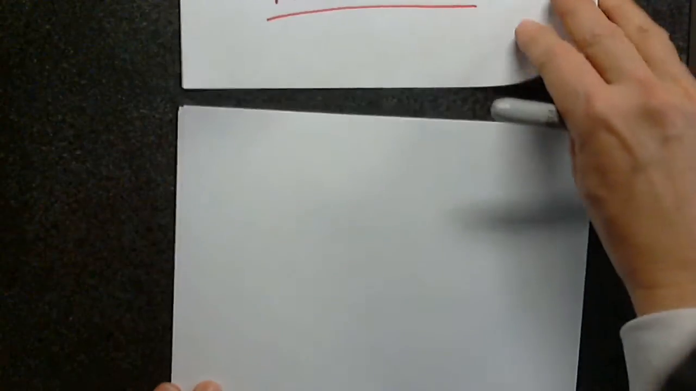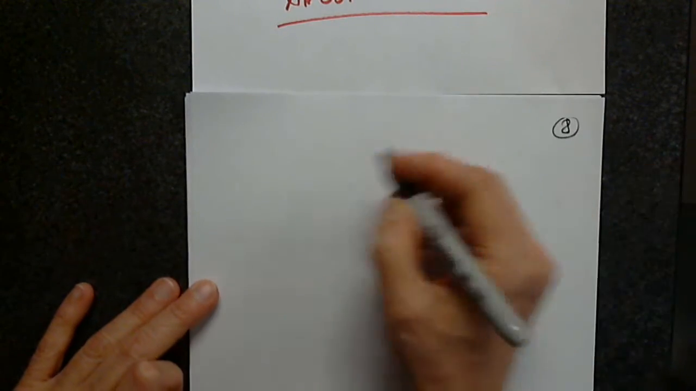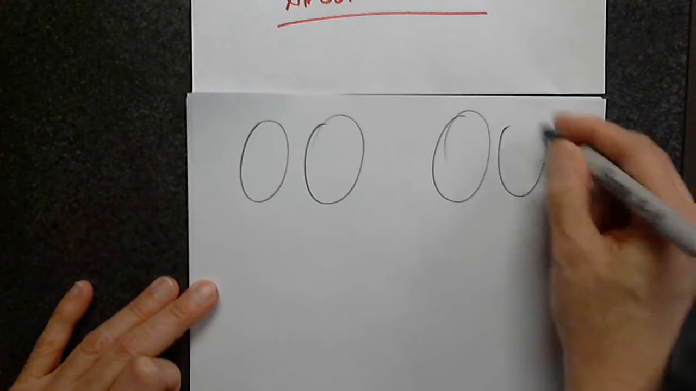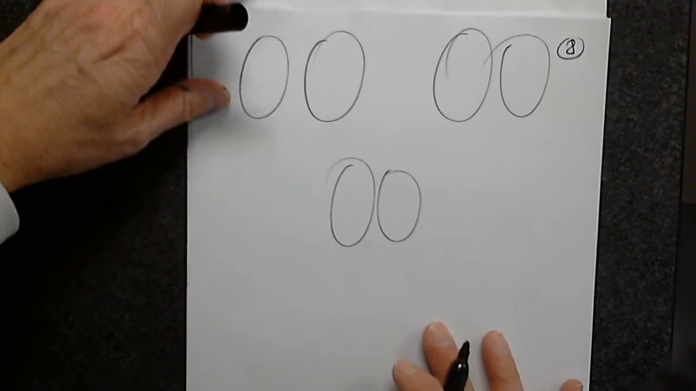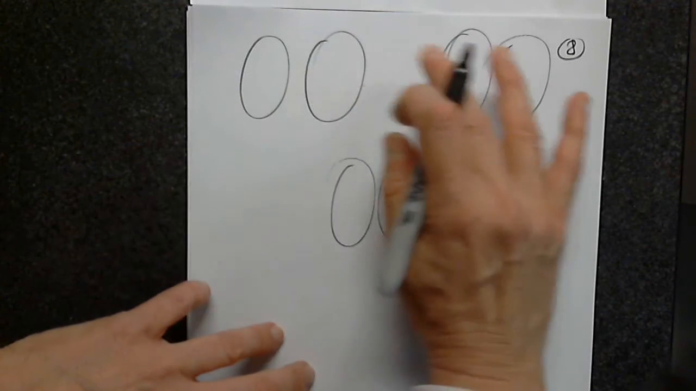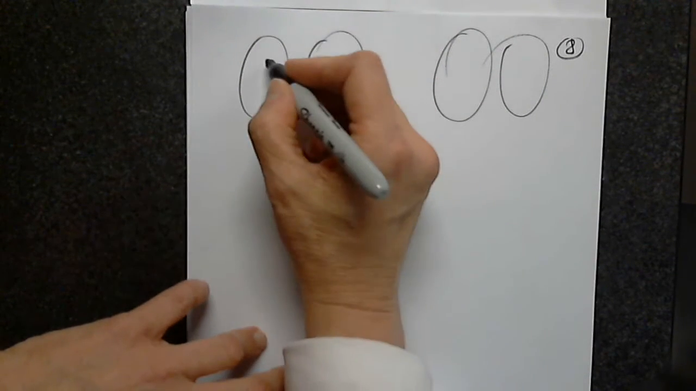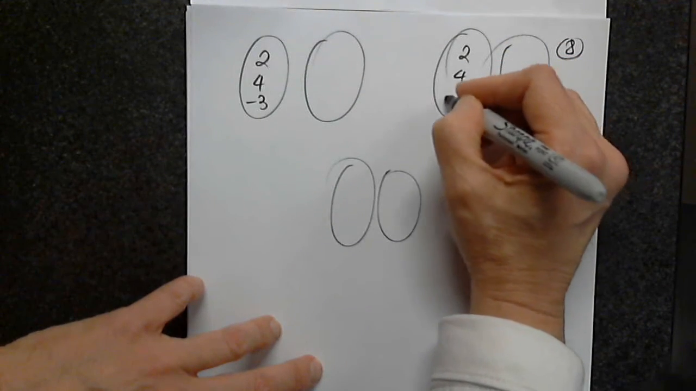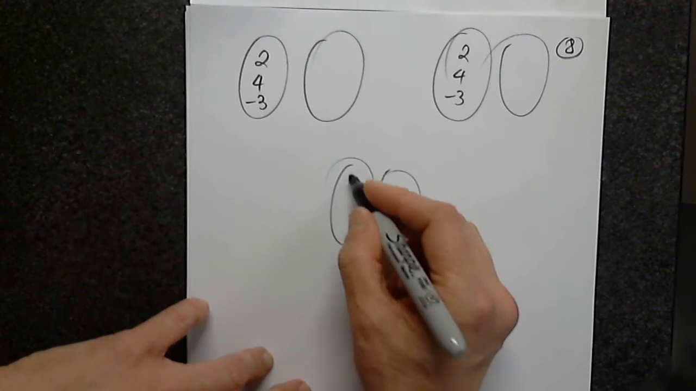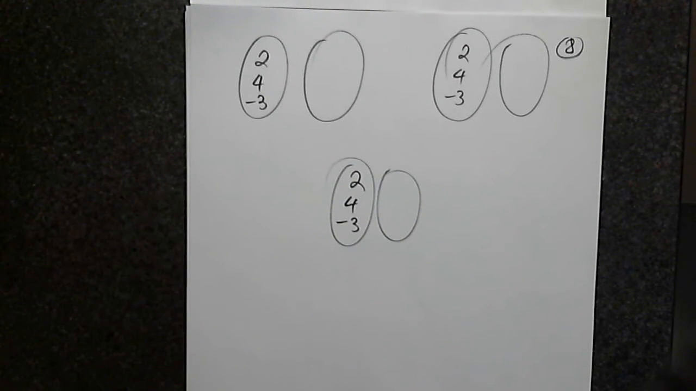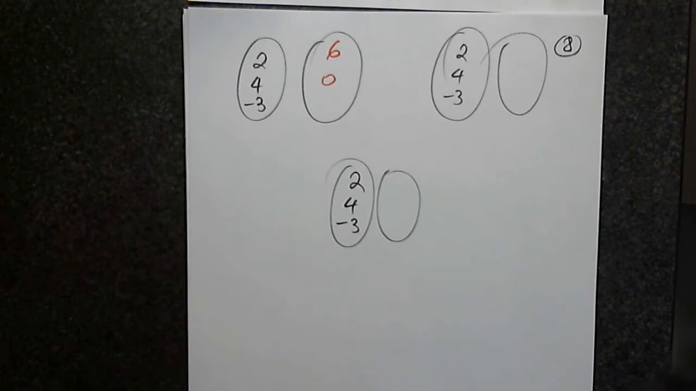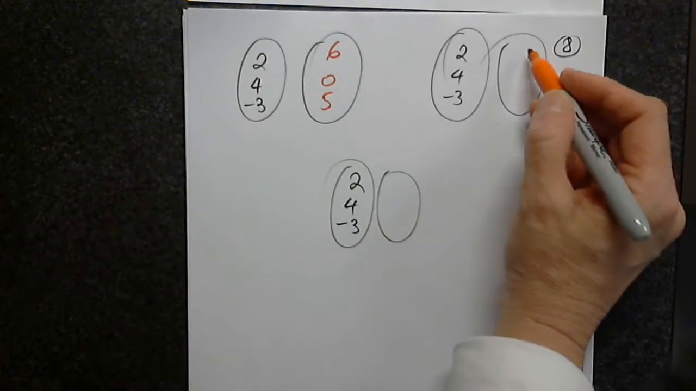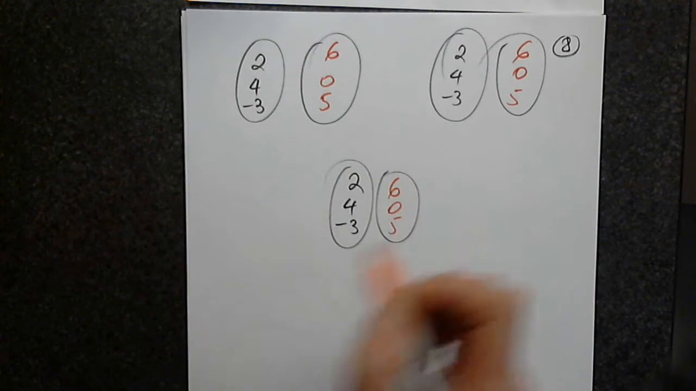So let's start with what I like to call bubbles, but they are called Venn diagrams. Let's look at 3 sets of bubbles. The sets are not connected, but the individual bubbles are connected. So let's say 2, 4, and -3 in the first set of any set of bubbles. And give me 3 numbers for the other set. It doesn't matter what numbers you come up with. Okay, let's say 6, 0, and 5.